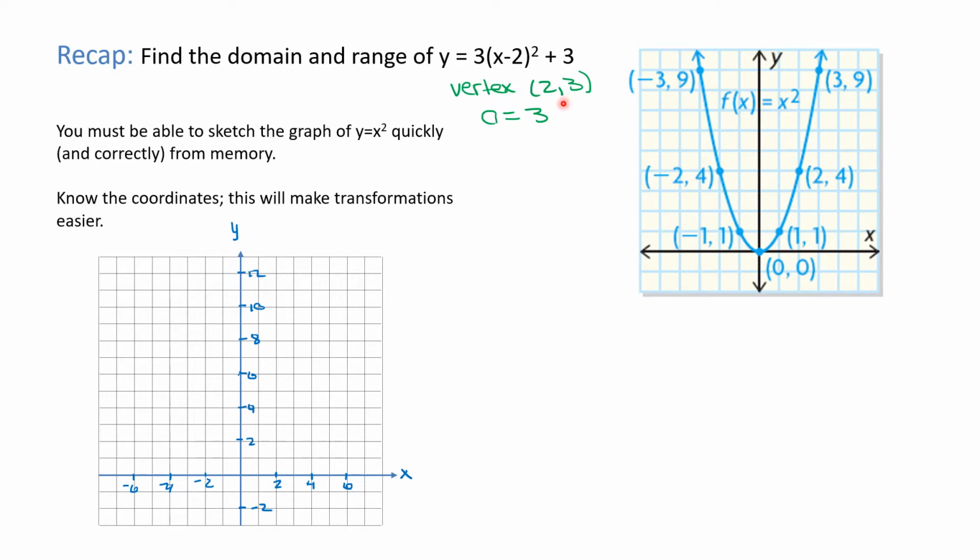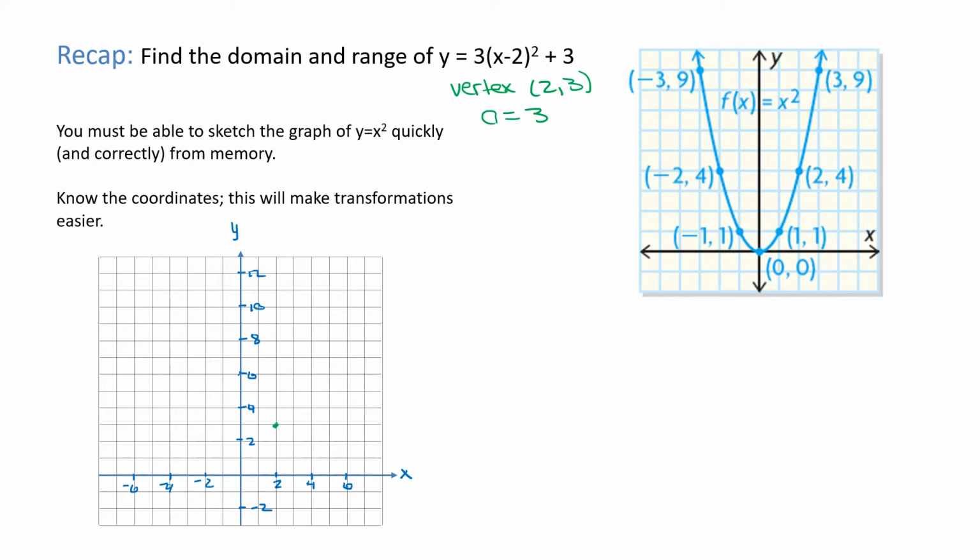Now I'm going to put my vertex on, which is (2, 3). So I'm going to put a dot right there for (2, 3). And then comes the hard part. The vertex is step 1. That's the easiest part to place. But then I have to figure out the a value, how to get the rest of my parabola. So let me put my vertex on at (2, 3) right there.